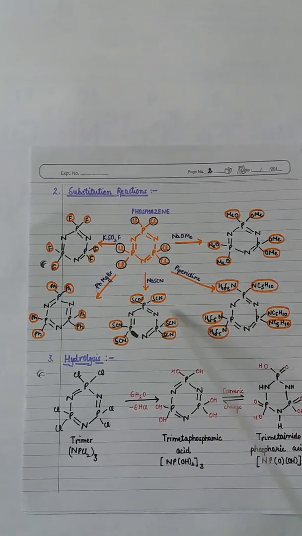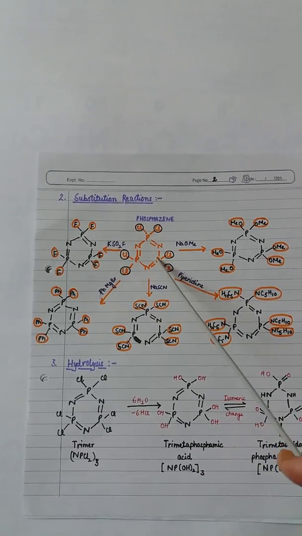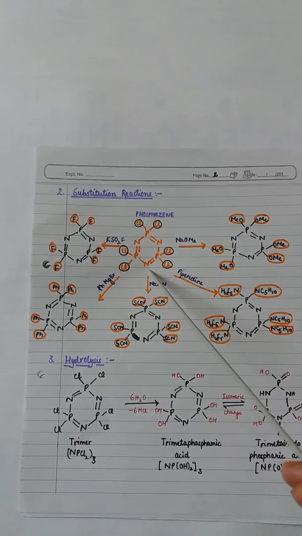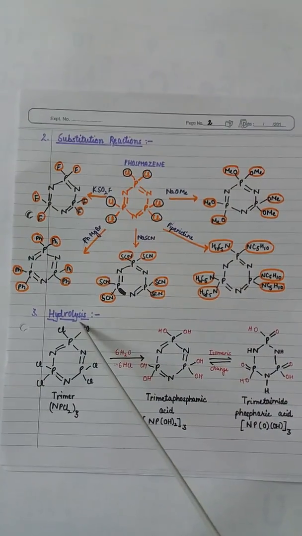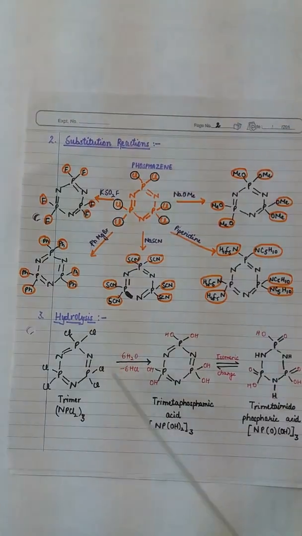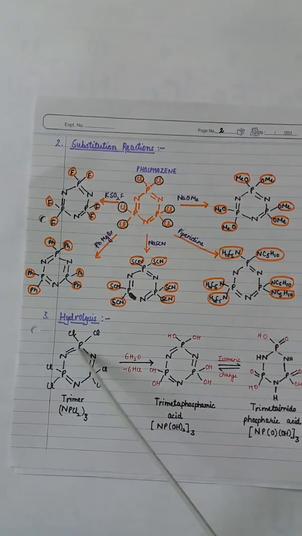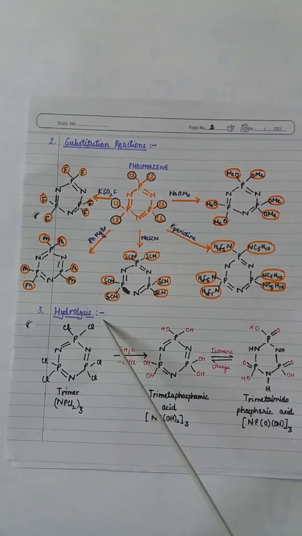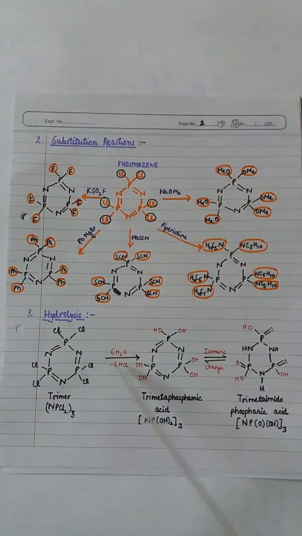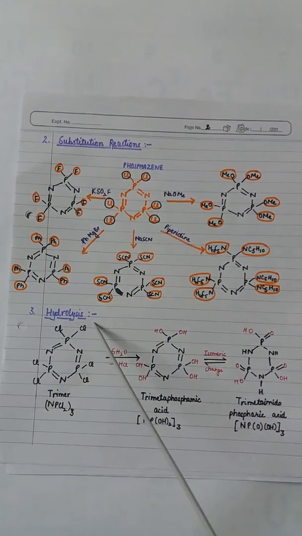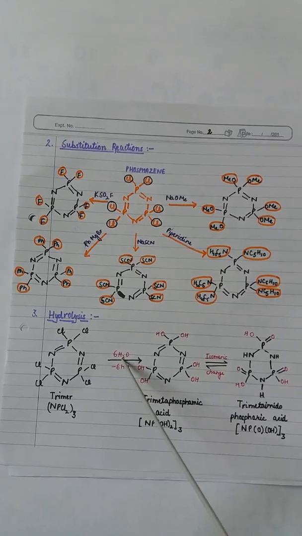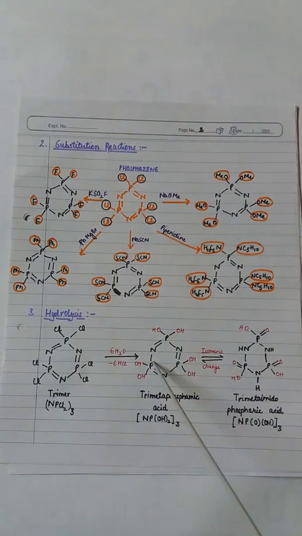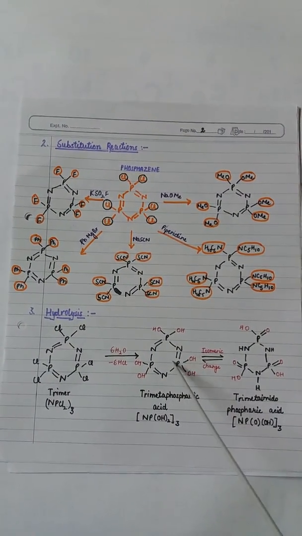All these substitution reactions are shown by these phosphazene molecules, and similar reactions occur in the case of the tetrameric cyclic product. Now the next reaction is hydrolysis. In hydrolysis of the trimeric form, phosphonitrile chloride, there is a removal of 6 HCl molecules. All the chlorine atoms are removed with hydrogen from the water, and the OH group, the hydroxyl group, attaches to the phosphorus atoms on all 3 sides.